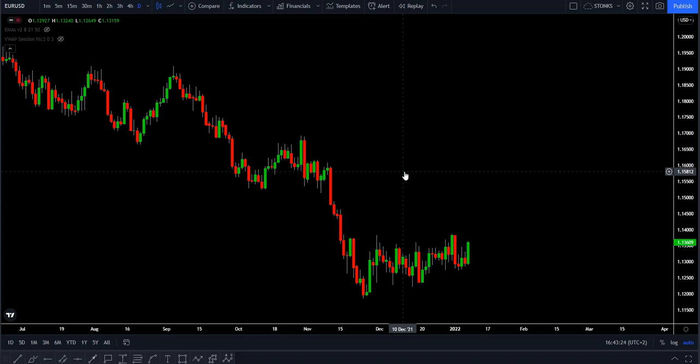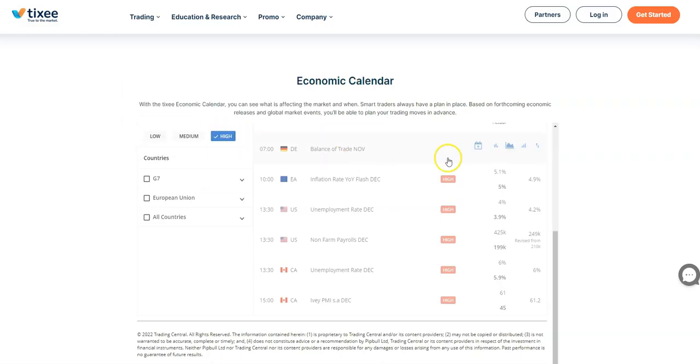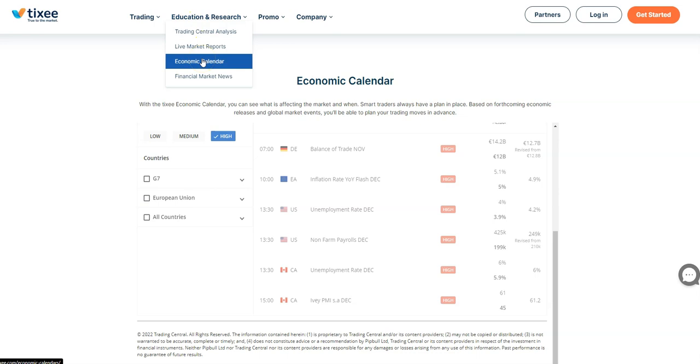Now, I'm sure most of you are aware, but if not, on the first Friday of each month, we have the non-farm payroll report. What this report shows us is how many jobs were created in the US over the previous month. Now, in January, if we go to the economic calendar, which you can very easily find on Tixee's website, all you need to do is go to the homepage, click on the Education and Research tab and then on the Economic Calendar, and you'll be brought to this page here.